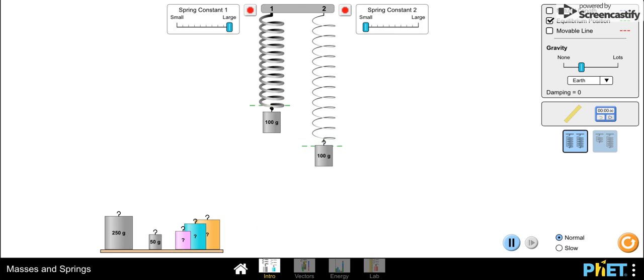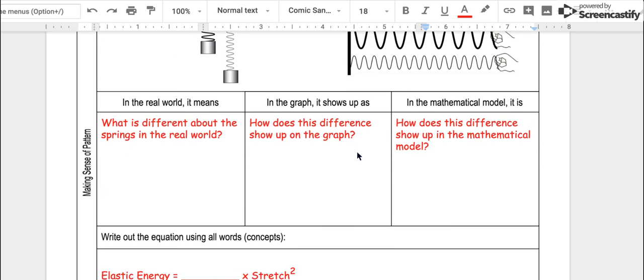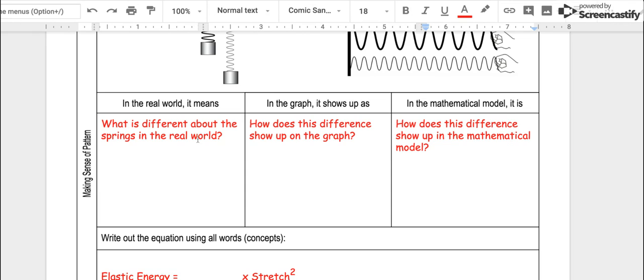So what I'm going to have you do is move on to really trying to understand what the difference in the data is showing. So in a sentence and then trying to find a single word, what is the real world difference between the 2 setups that we did? How does this difference show up on the graph? So looking back on your graph on the last page. And then lastly, how does this difference show up in the mathematical model?